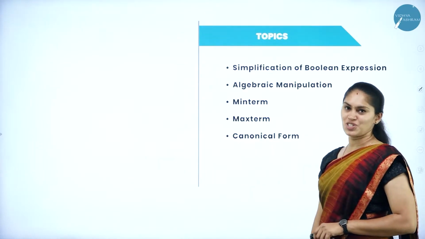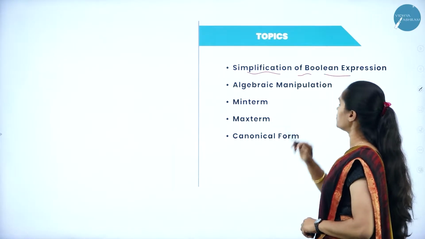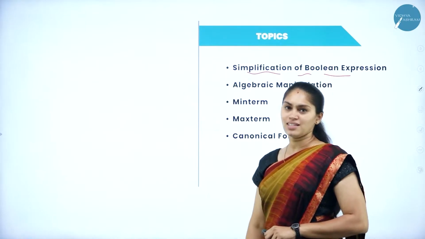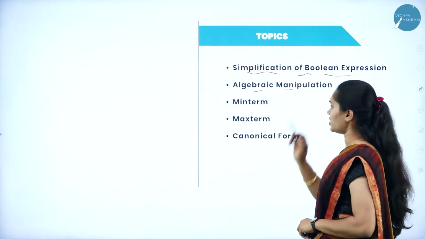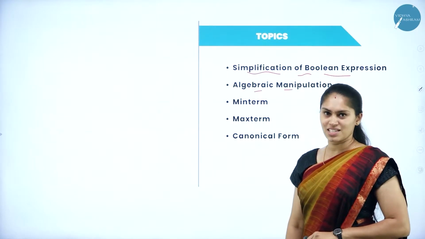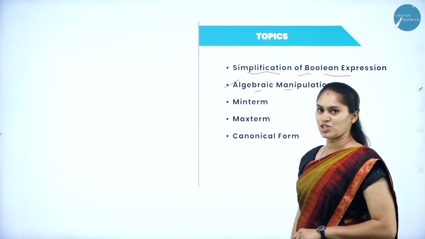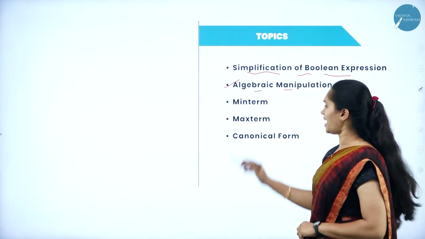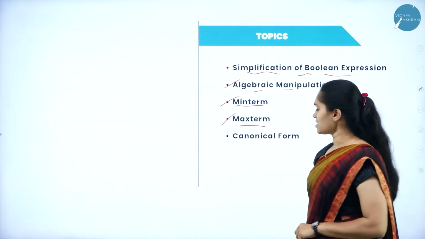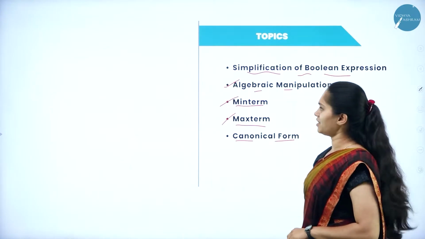In today's session, we will be discussing how to simplify a Boolean expression, and in that we have two kinds: one is algebraic manipulation and another is using the Karnaugh map or K-map. We will discuss algebraic manipulation, and also the minterm and maxterm, the most important topic for 2 marks, and we are going to learn the canonical form. We'll see the first thing.